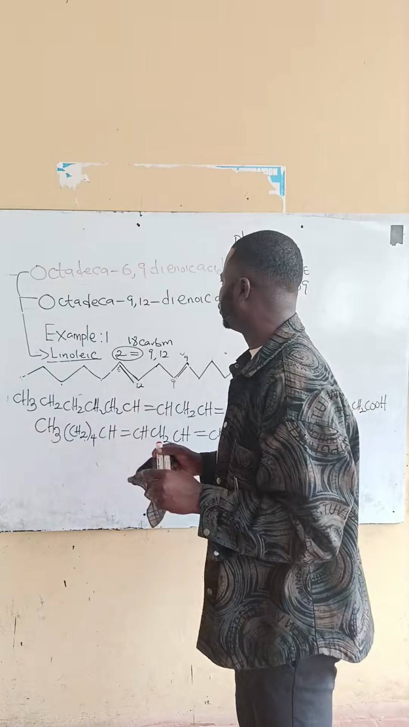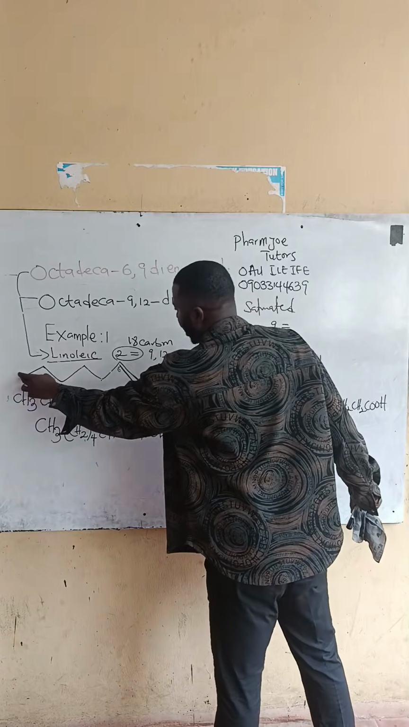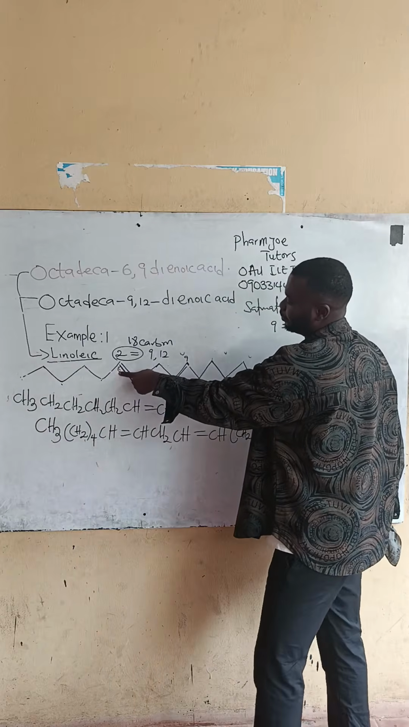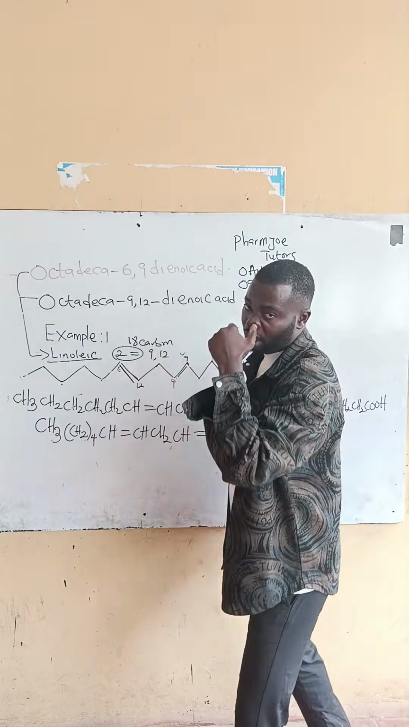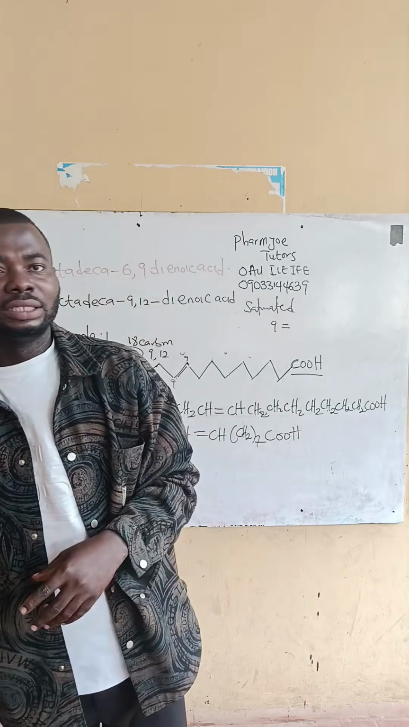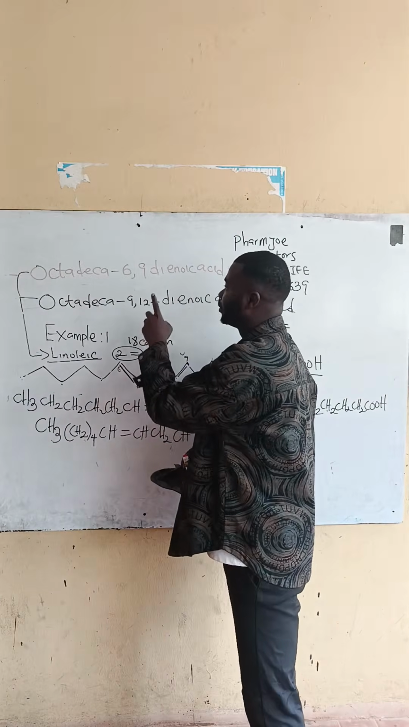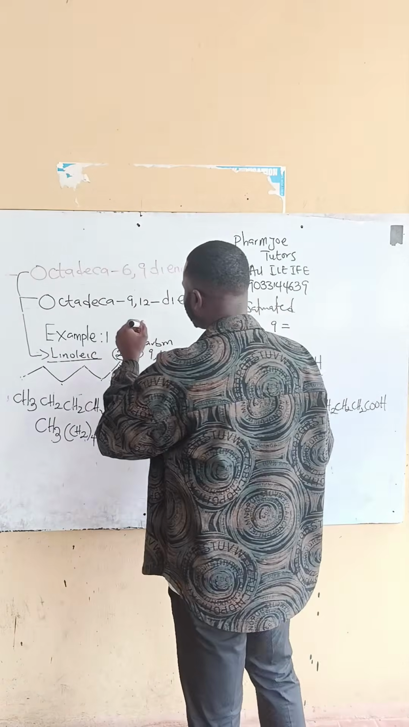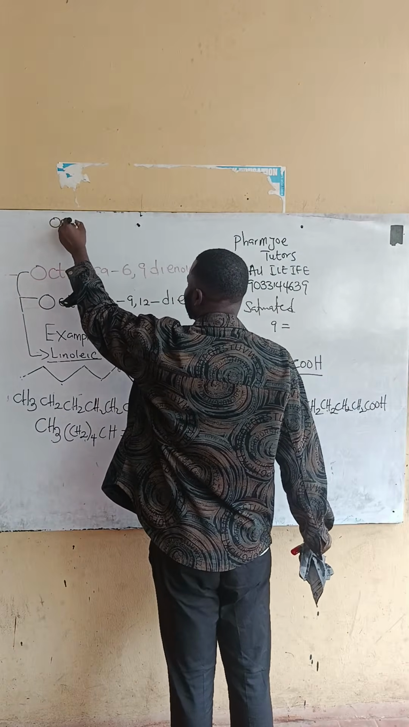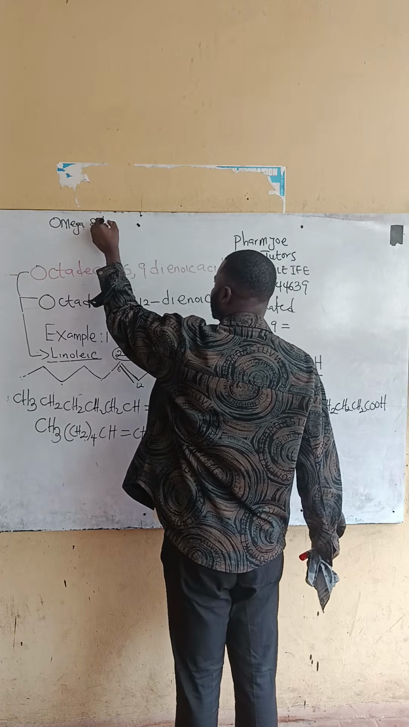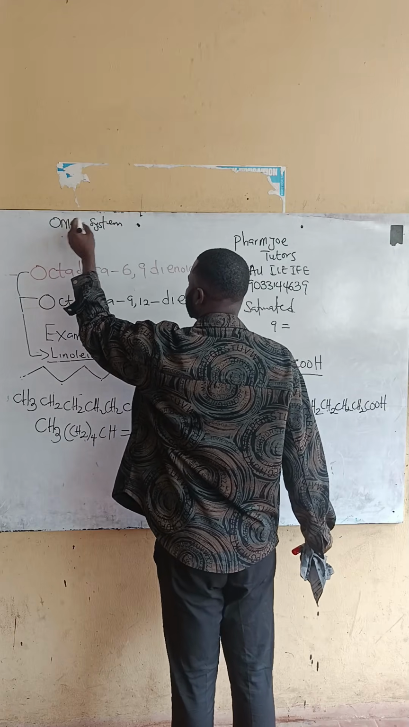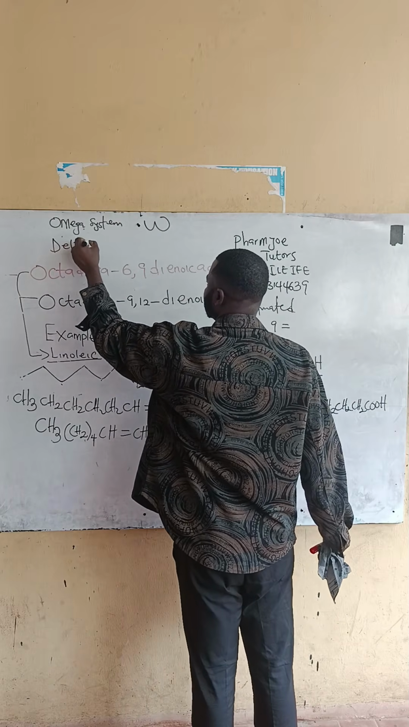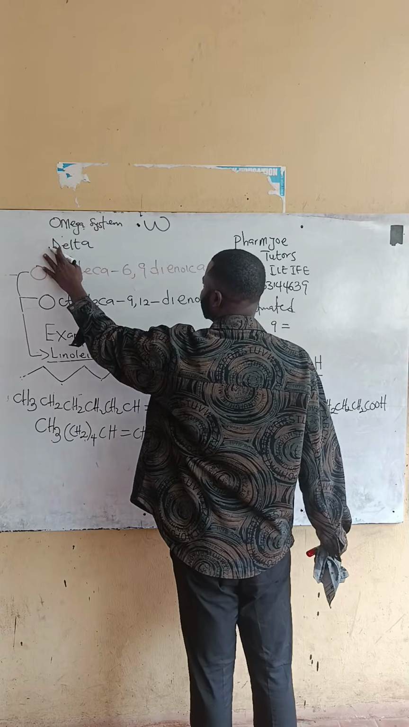But before that, I want to mention something. 1, 2, 3, 4, 5, 6. When you are counting from the back, the first double bond was in position number 6. Because the first double bond is in position number 6, I'm going to make a reference to it when we are dealing with shorthand method. Now, we have 2 shorthand methods, and that is the omega system, and we have the delta system.